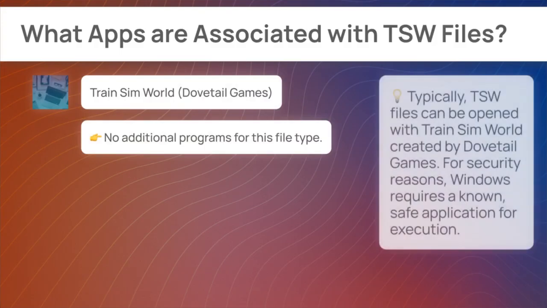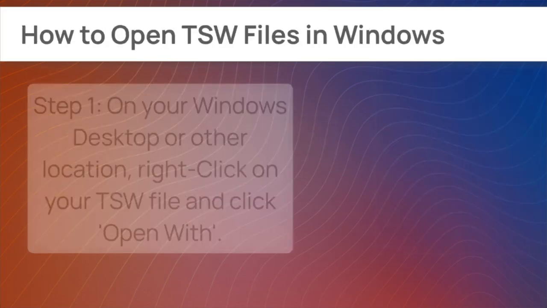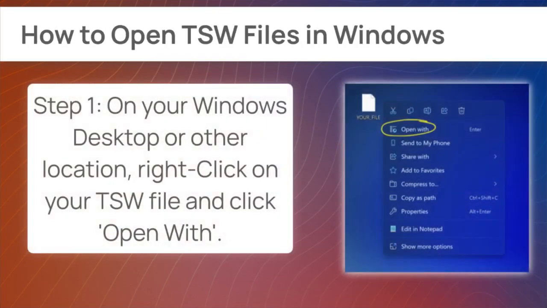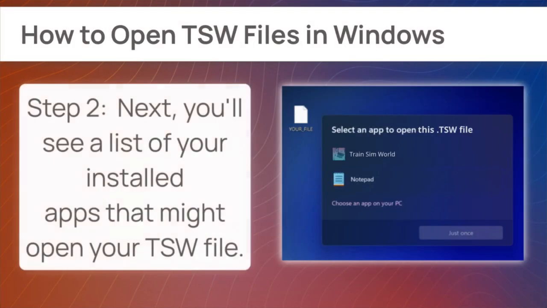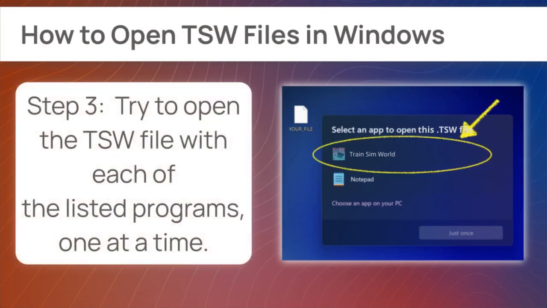For security reasons, Windows requires a known safe application for execution. Windows cannot display scripting or binary game data, so proper handling requires the original engine. Open the menu by right-clicking your TSW file and choosing Open With. Try Train Sim World first. If it's absent, select another program. This trial and error process is crucial for troubleshooting.